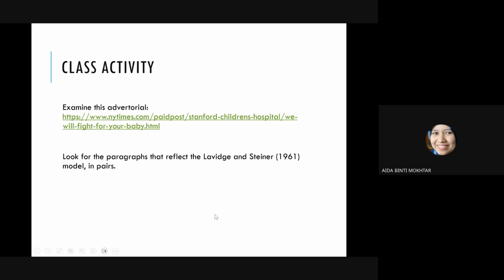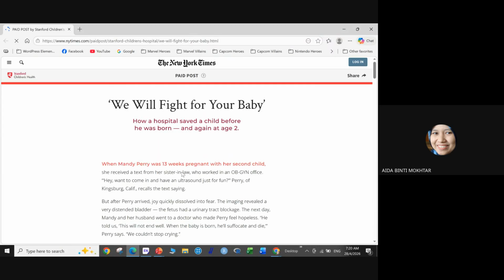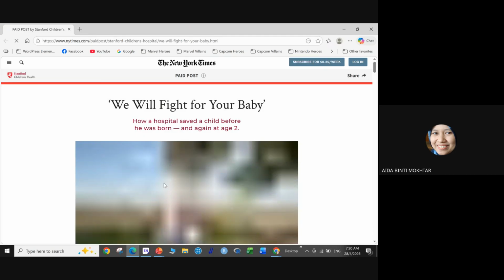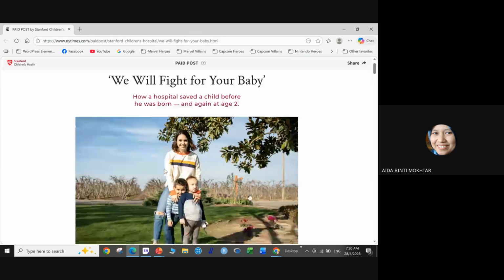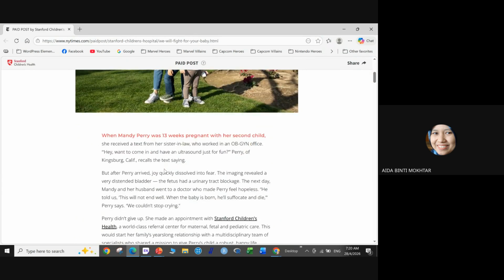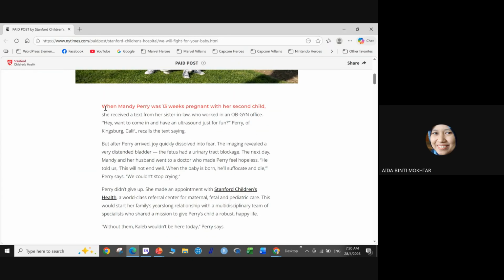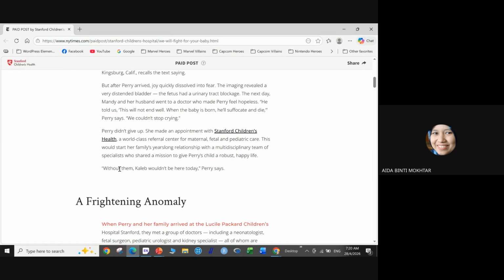Okay, so this is an example of an advertorial. As you can see here, it's called We Will Fight for Your Baby. It's a true story of a hospital that saved a baby's life. And of course, they have pictures. This advertorial has pictures, and it's very storytelling like. If you notice, it doesn't look like an advertisement, right? It's very storytelling like, but it still has links that lead to the hospital that they're trying to promote.